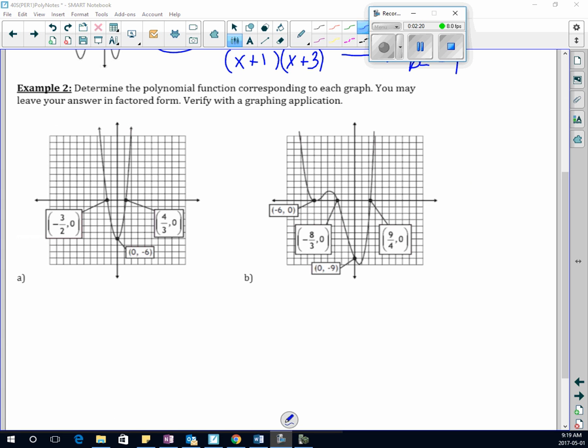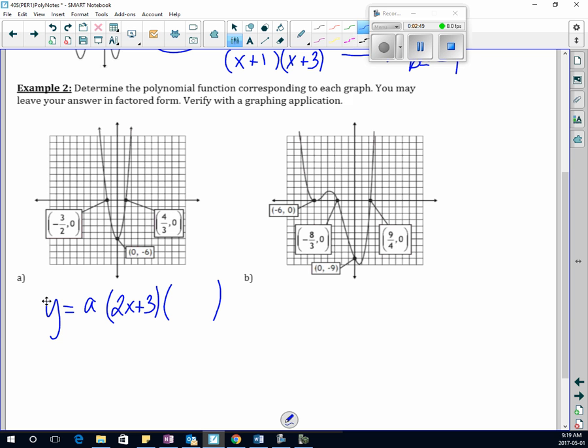Next one, we need to find the polynomial function. This is what we just finished doing. These are just a little harder. How would I write a factor that's that? How would I represent -3/2 as a factor? -3/2, put it into a factored form. I'm sorry? 2x plus 3, very good.